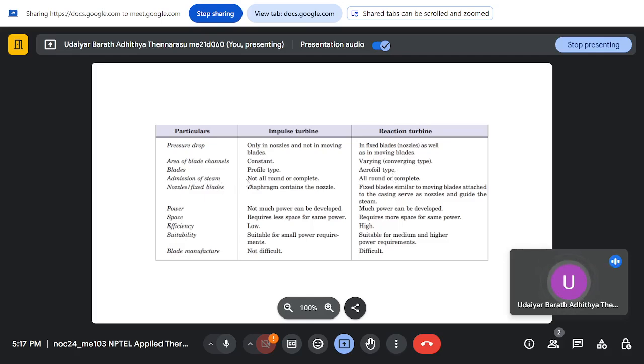As for admission of steam, it's not all round in the impulse turbine, whereas here it's admitted all around. Not much power is generated in the impulse turbine, but much more power is generated in the reaction turbine. So the size is also smaller in the reaction turbine. The impulse turbine requires more space for the same power, and the reaction turbine requires less space. The efficiency is low in the impulse turbine, and it's high in the reaction turbine.